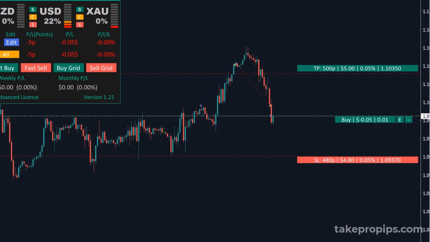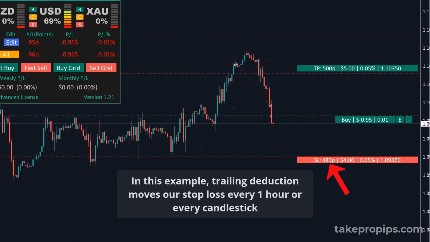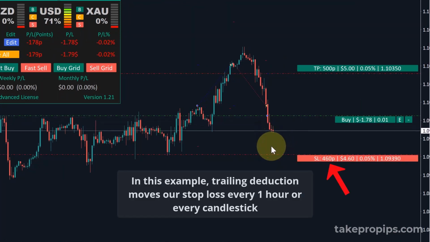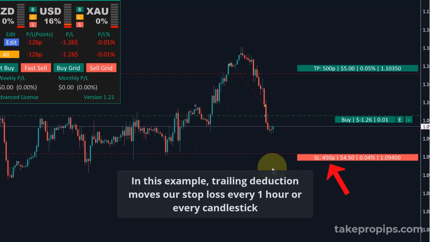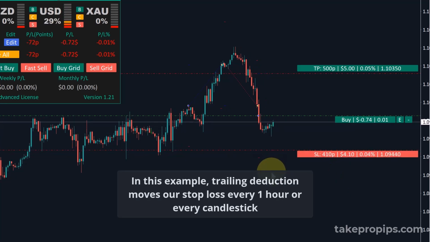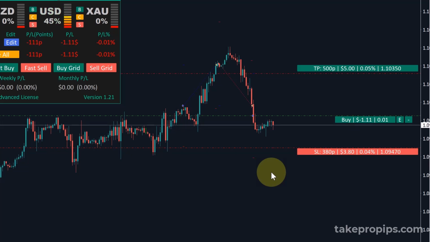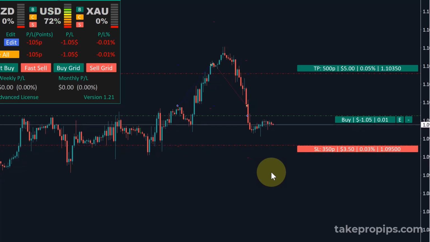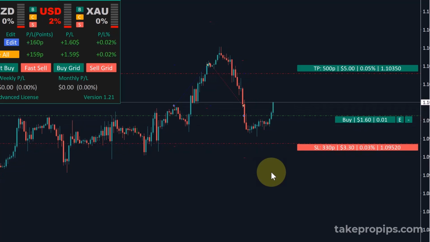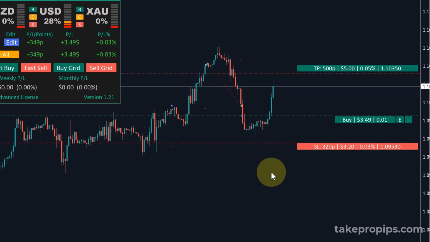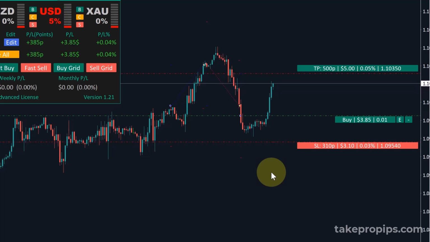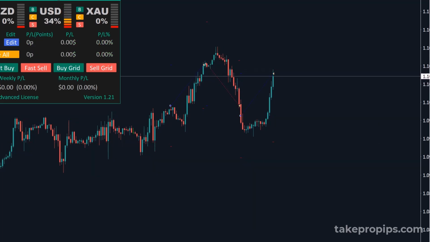As you can see, the trailing stop is triggered every 1 hour that passes by, which in this case is every candlestick since we are on a 1-hour time frame. Each candlestick on this chart is printed every 1 hour. The trailing deduction is very helpful in cases where you want to reduce your risk if the trade is taking too long to hit your target than you anticipated and you want to exit the trade with minimal losses.